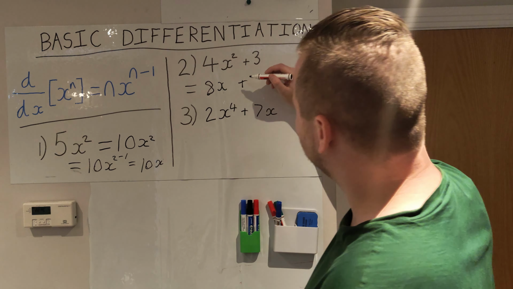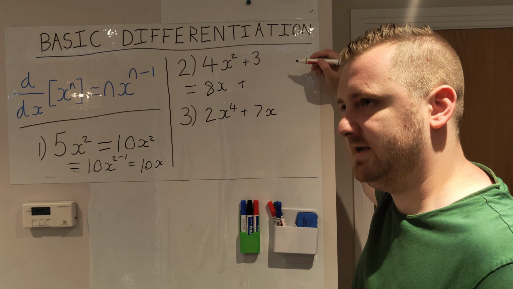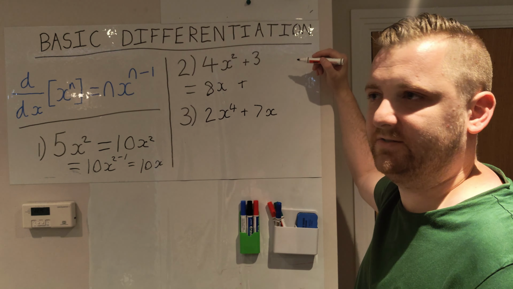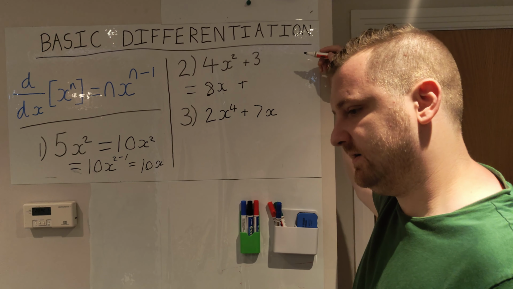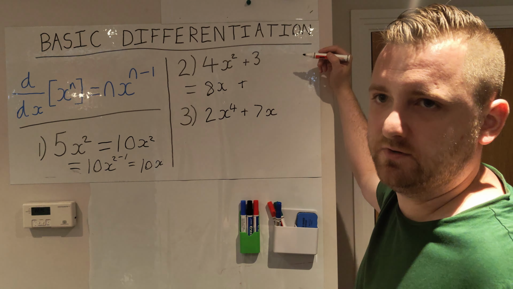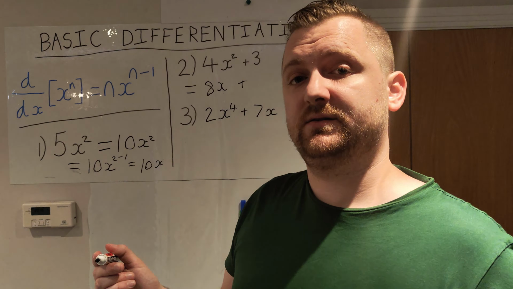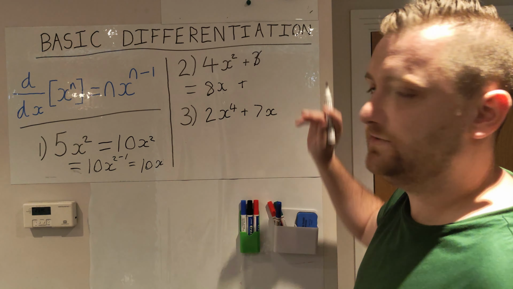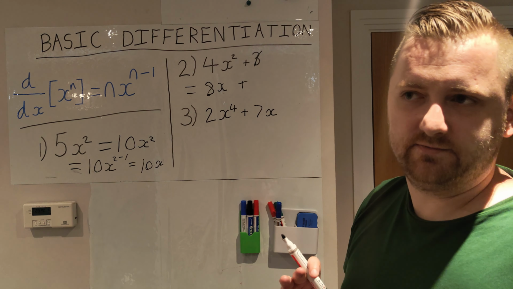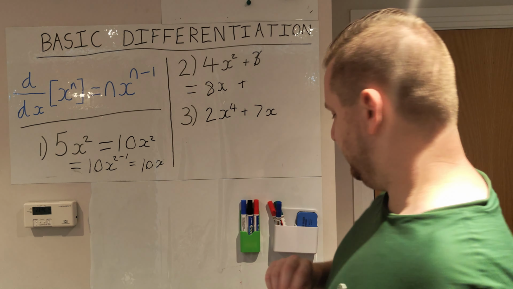Now, this is a bit more interesting: when you have a constant, a constant is like a 7 or an 8. It's a constant because it doesn't change depending on what x is. That's why it's called a constant, because it doesn't change. And when you have constants, you can get rid of them. Why can you get rid of them? Well, you don't need to know that, but I'm going to explain why.